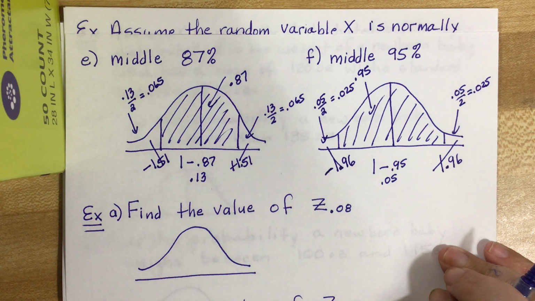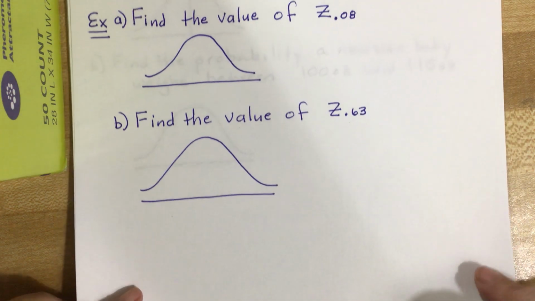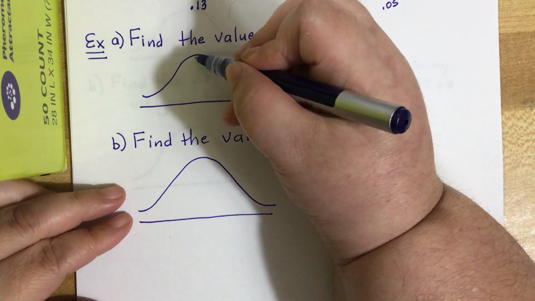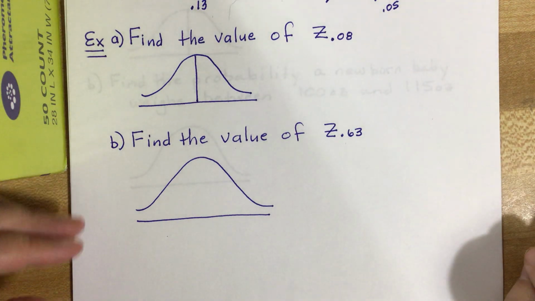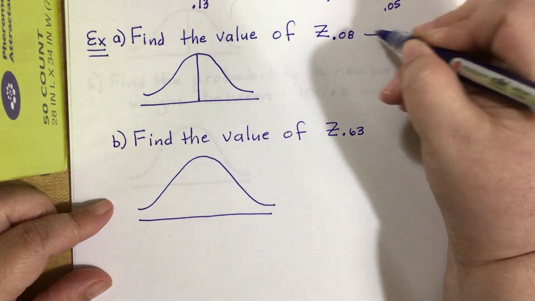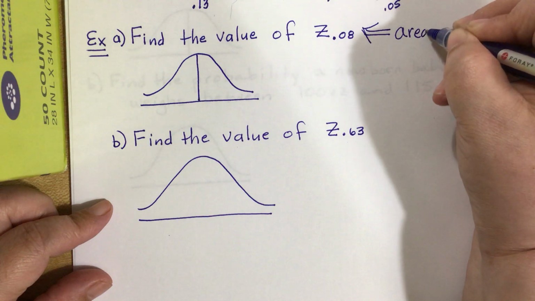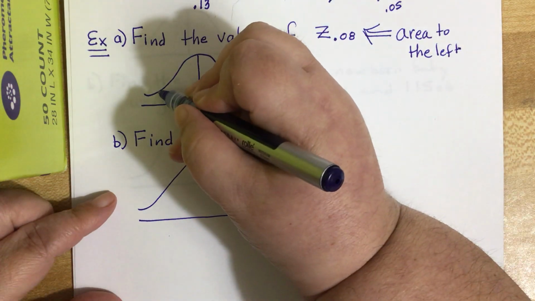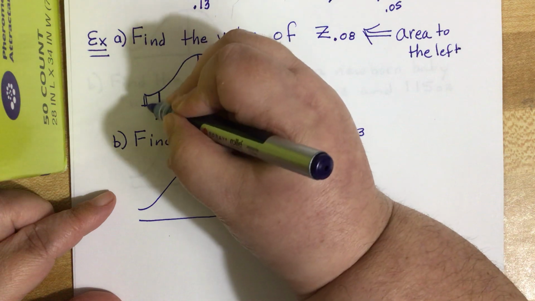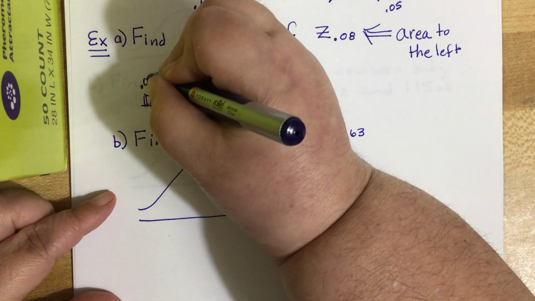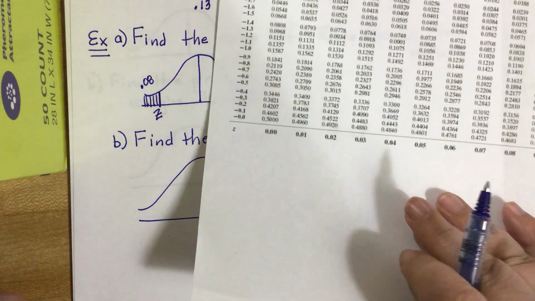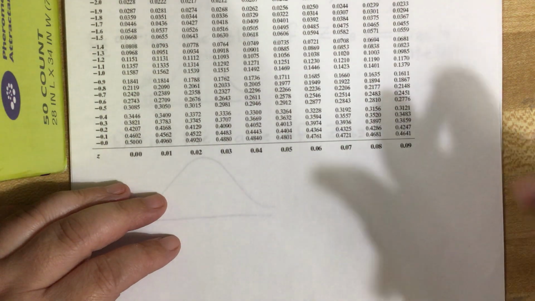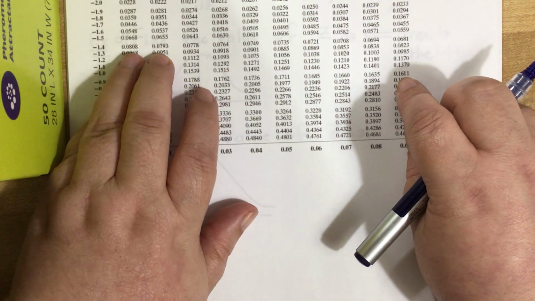Okay, now the next one is kind of just a mathematician's way of being lazy and writing things the way they want to write them. Okay, so the value of z sub 0.08 is telling you that this is the area to the left. Okay, so we know that the area to the left of the number is 0.08. Okay, so we want the value that is closest to 0.08.